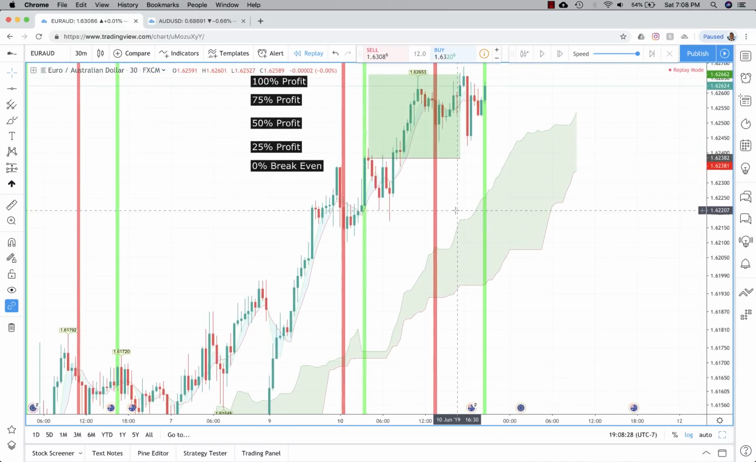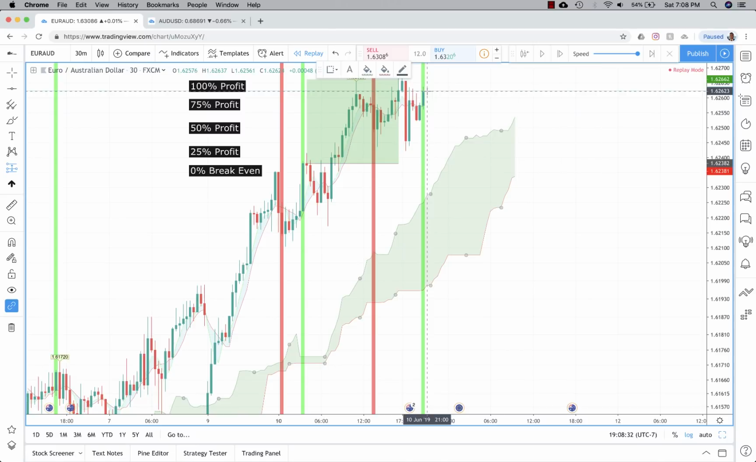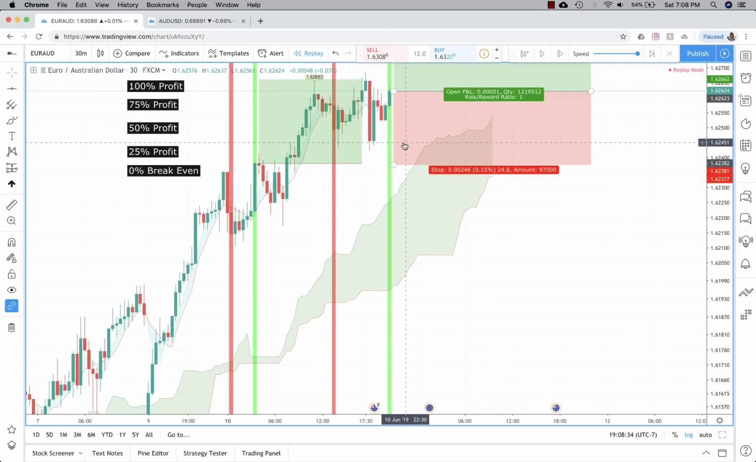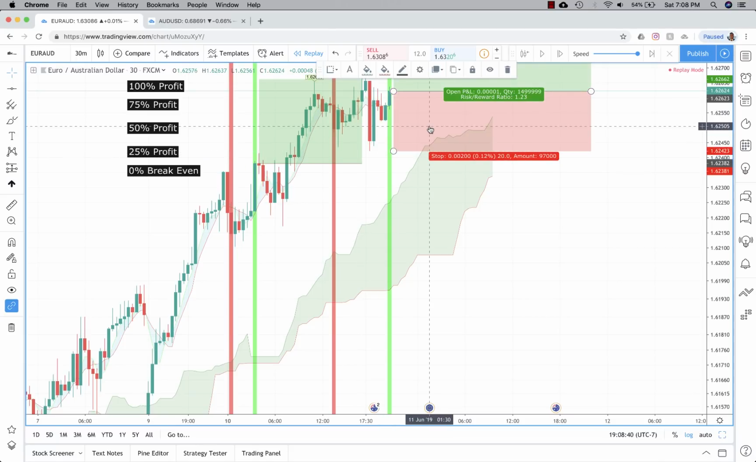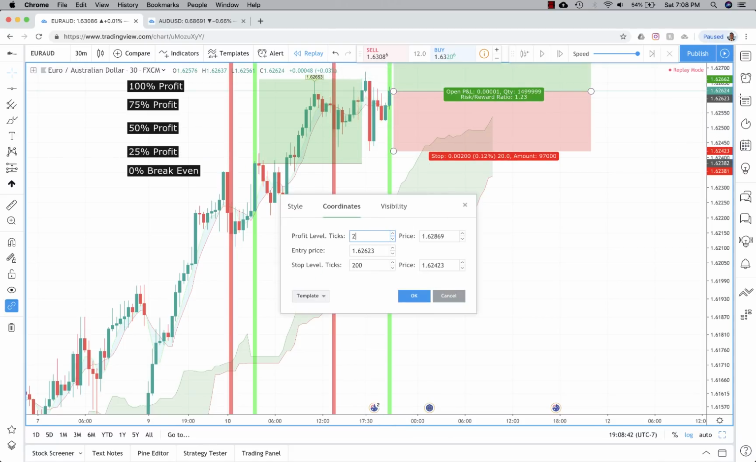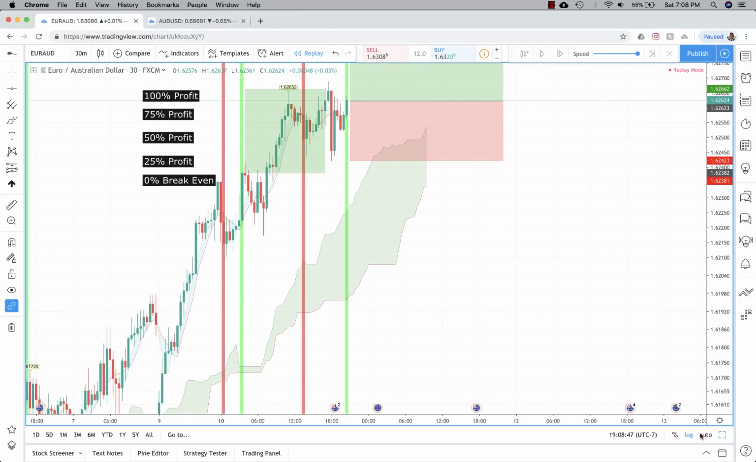So let's go back here, and then let's put a buy position right here on the open of the next candle. So we're going to put the stop at the next swing low, which is going to be right here, 20 pips. Profit target 20 pips away. And then let's do this again.